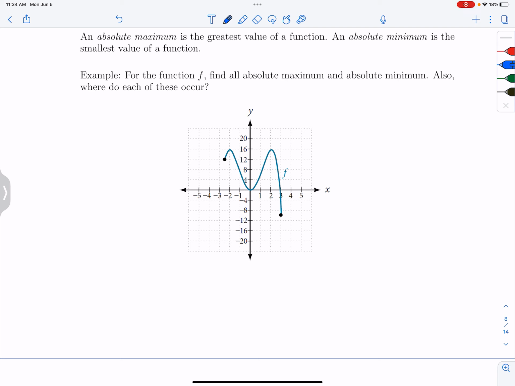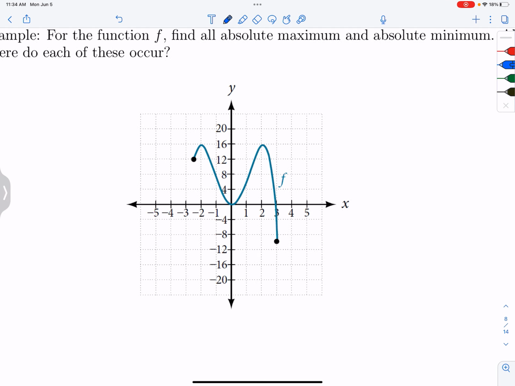So the greatest value of a function is the absolute max. The absolute min is the smallest value. For example, for the function f in this graph, find the absolute max and absolute min. Also, where do each of these occur?